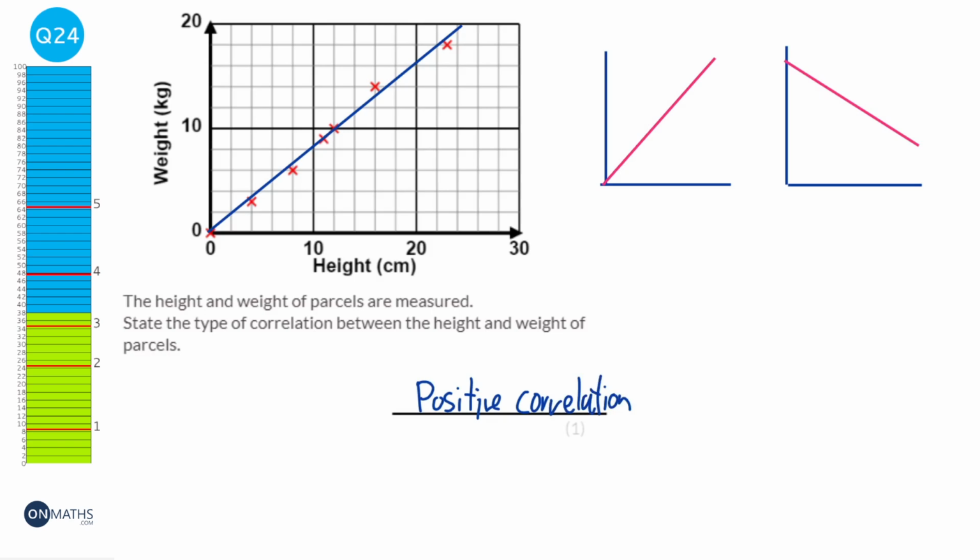If the data is all over the place, so it looks something like this, where you've got the points everywhere, we say that's no correlation.